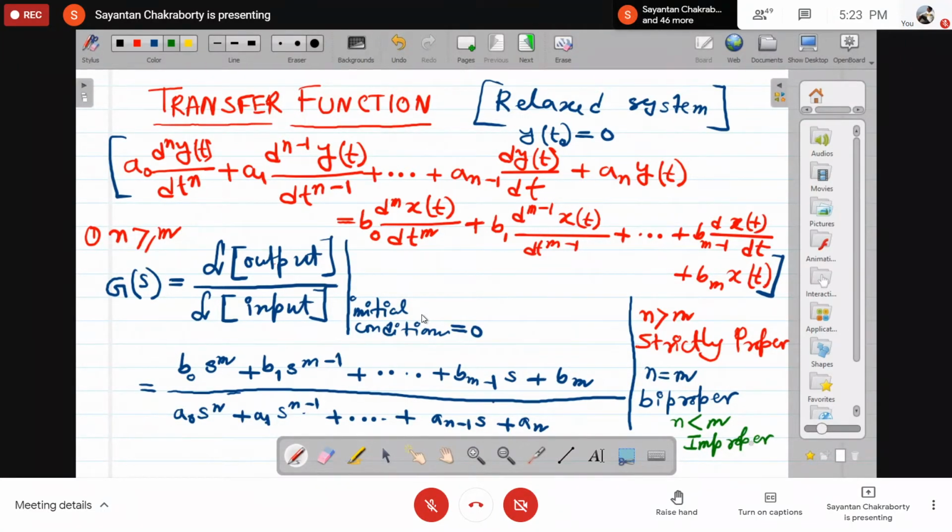So whenever we are talking about transfer function, we will be talking about rational transfer functions. We will be mainly concentrating on n greater than m or n equal to m situations, that is, strictly proper or biproper situations. Improper transfer functions normally do not appear in normal practice.